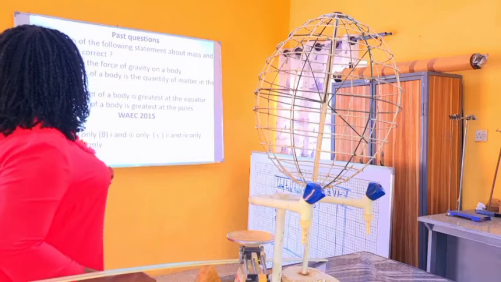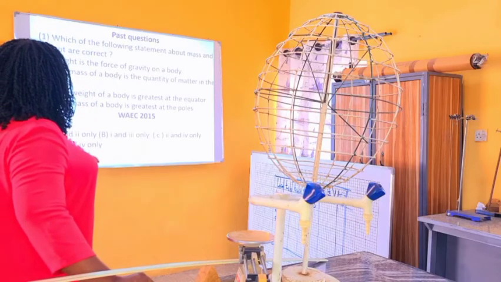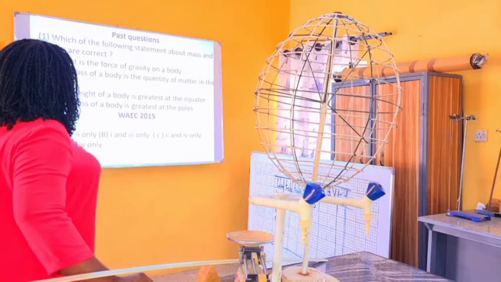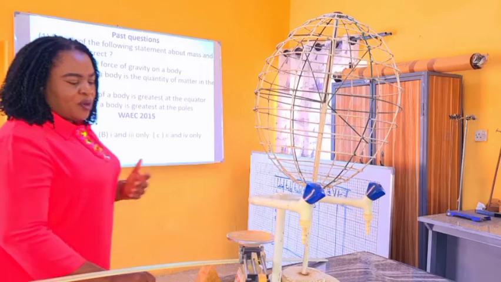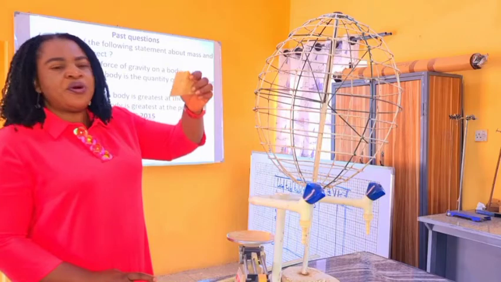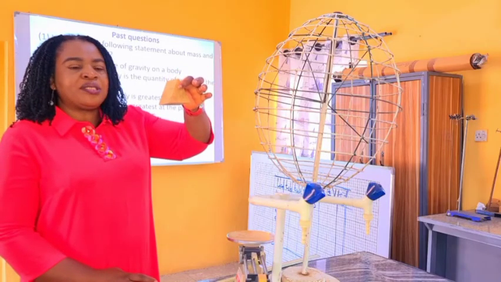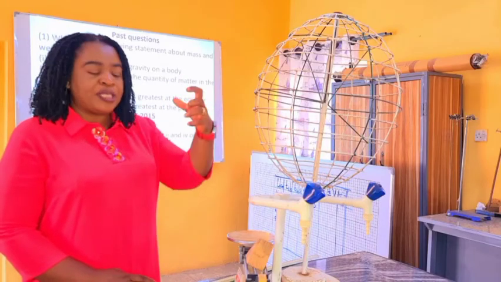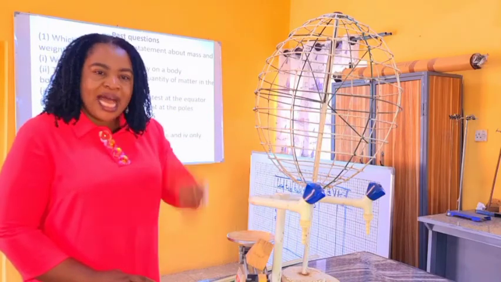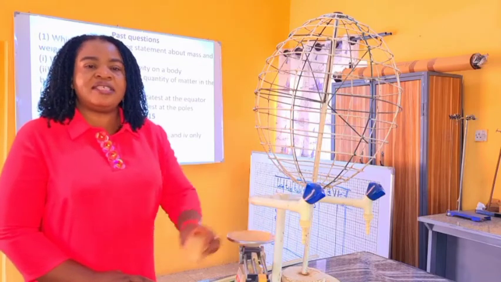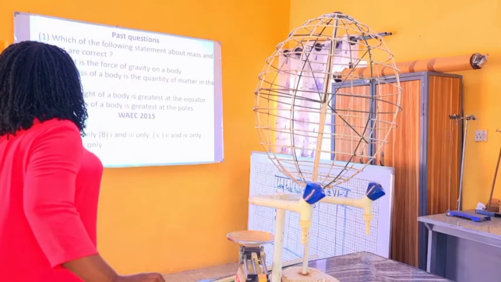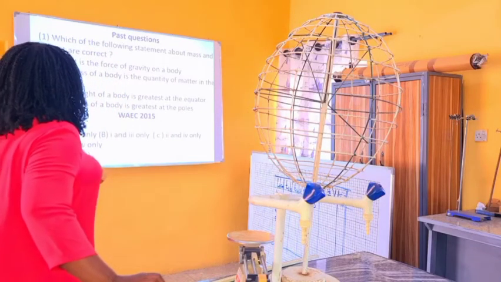The first one says weight is the force of gravity on a body. How did we define the weight of a body? We said that when you hold a body and then support is removed, the body falls. And that force tending to pull that body down towards the center of the earth is the weight. So I is correct.